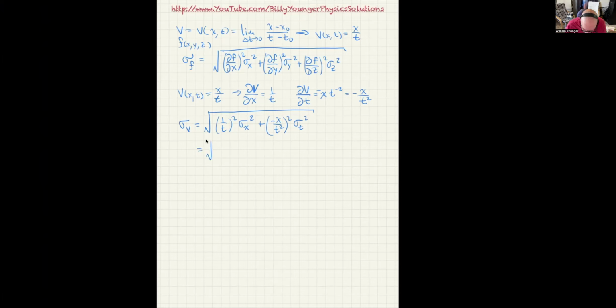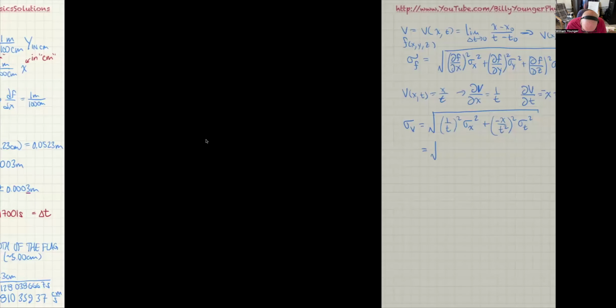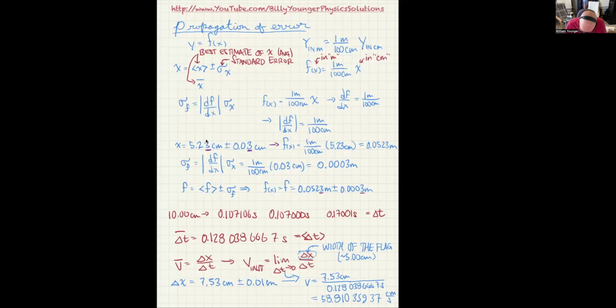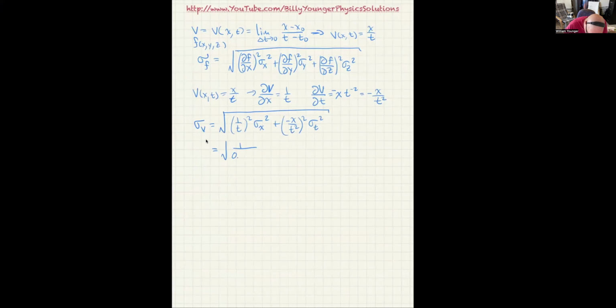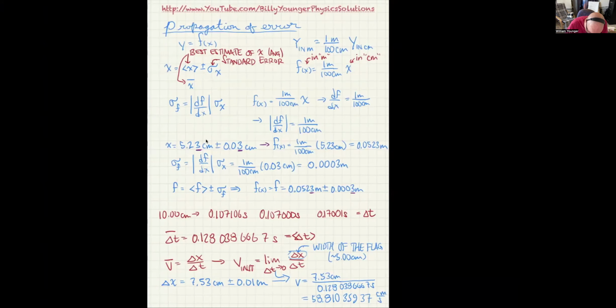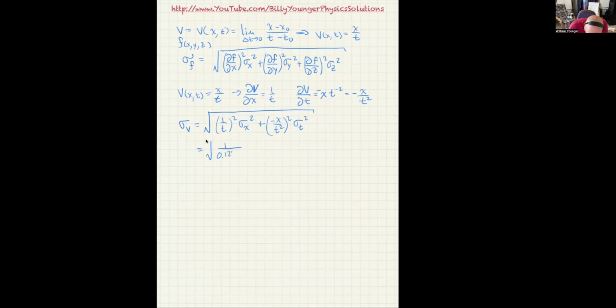Now, how do we actually implement this? Well, the way we're supposed to implement this is put our best estimate for t and for x in. So our best estimate for t turned out to be 0.128038. So this is 1 over 0.128038.